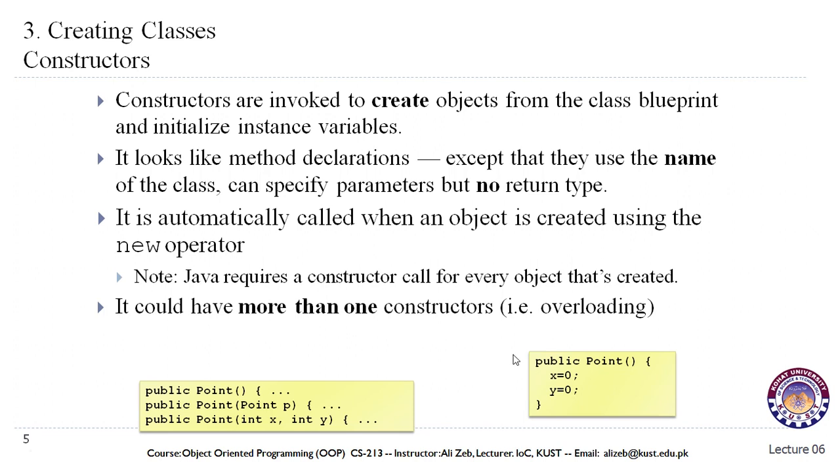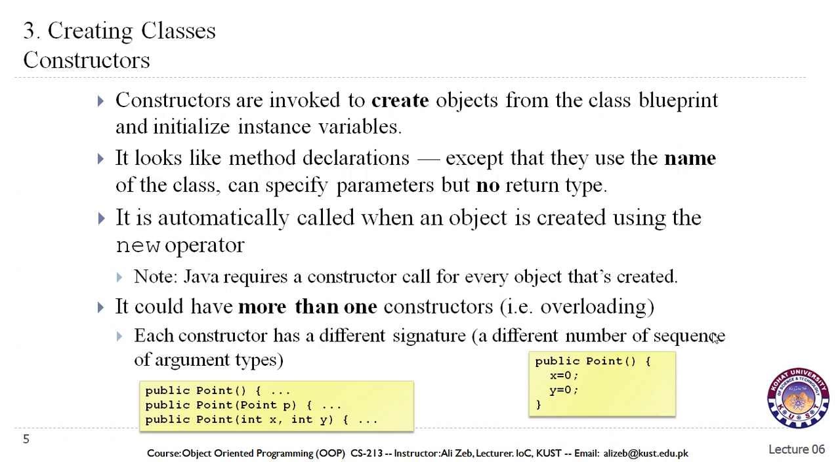We can have more than one constructor inside our class, and this is called constructor overloading. This is something that we'll be discussing in our future lectures. Each constructor has a different signature. The signature of a method is the name of the method and the number of parameters of that method, and maybe the return type of the method. Overloaded constructors have different signatures, that is, they have a different number of arguments, or a different sequence of arguments inside that constructor.